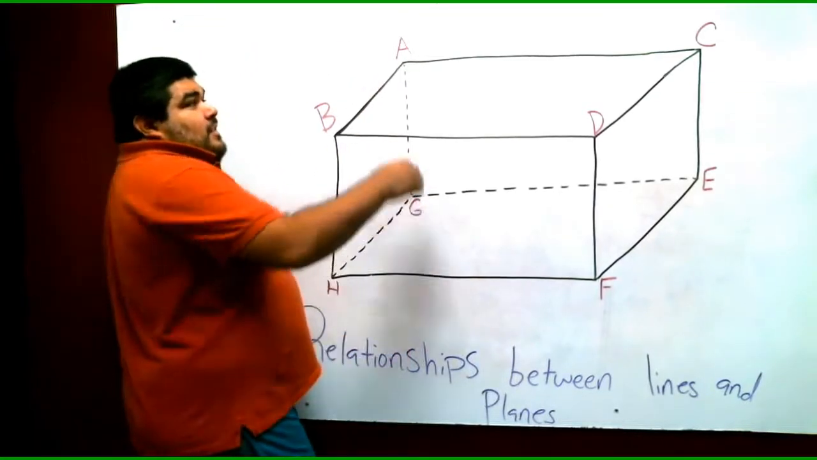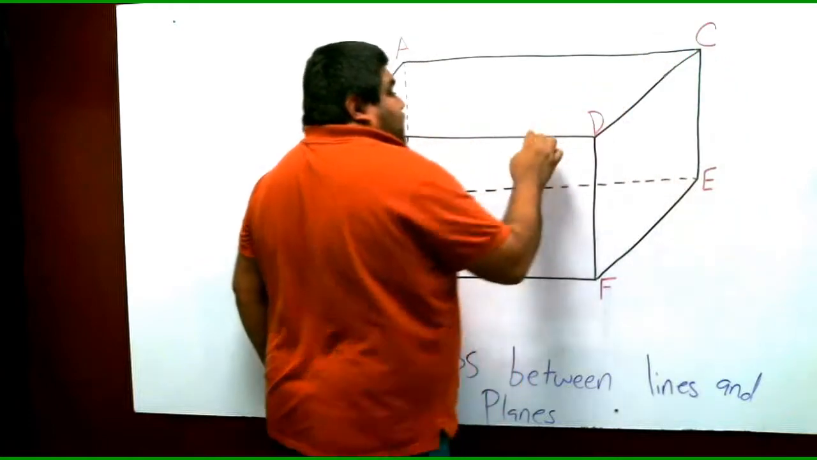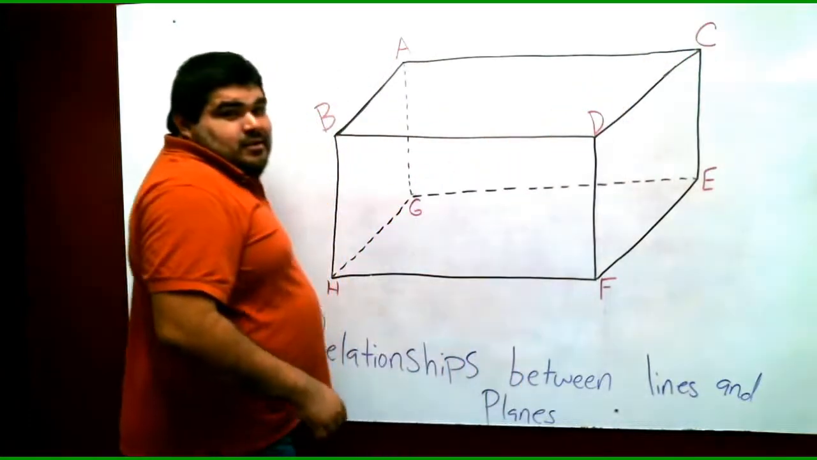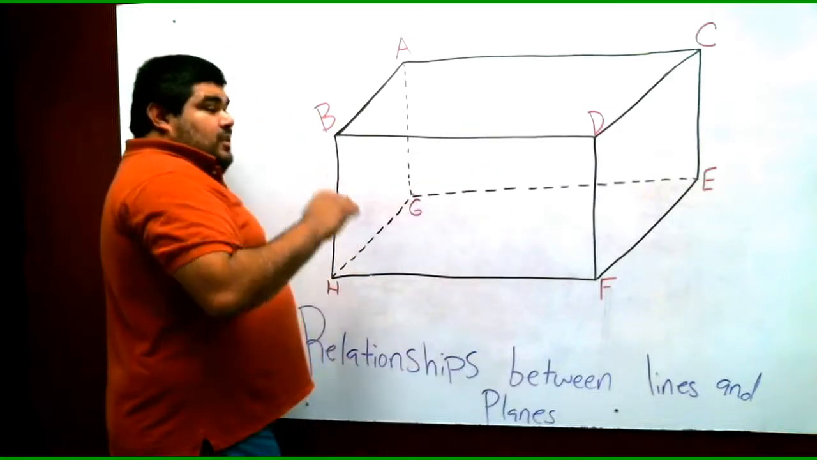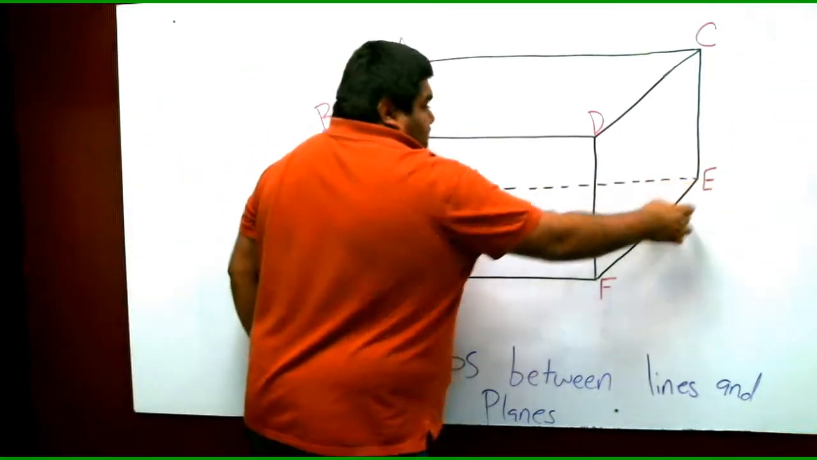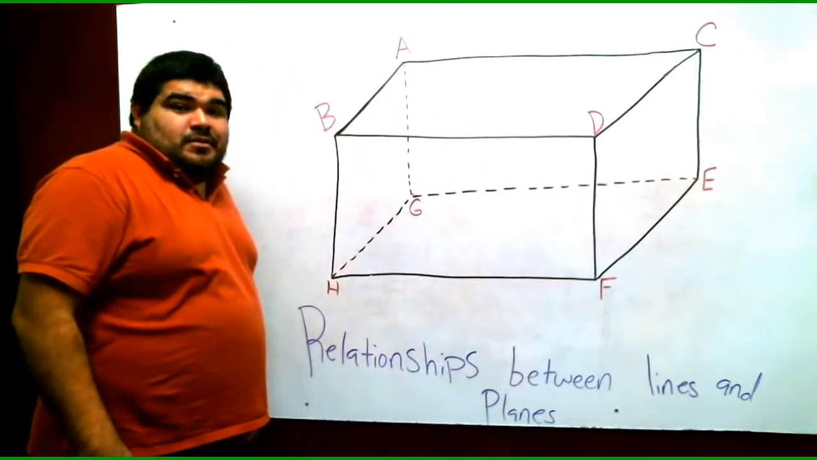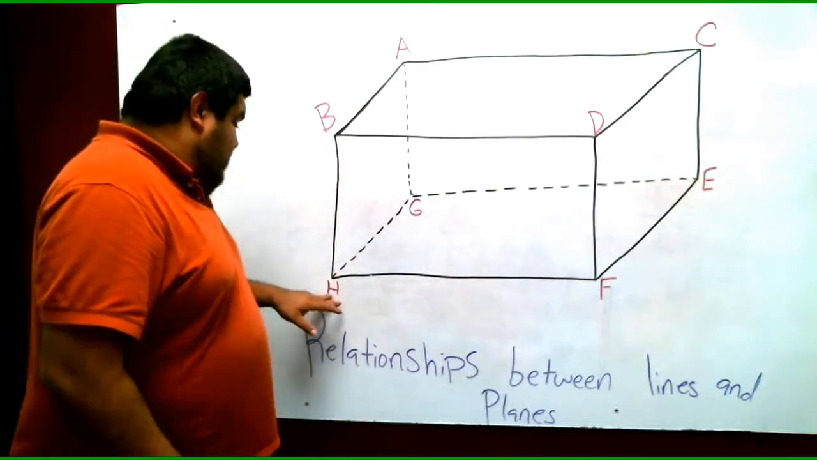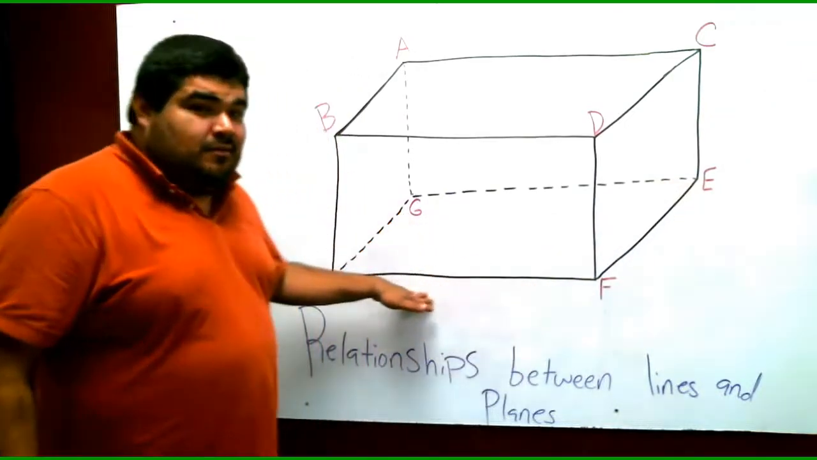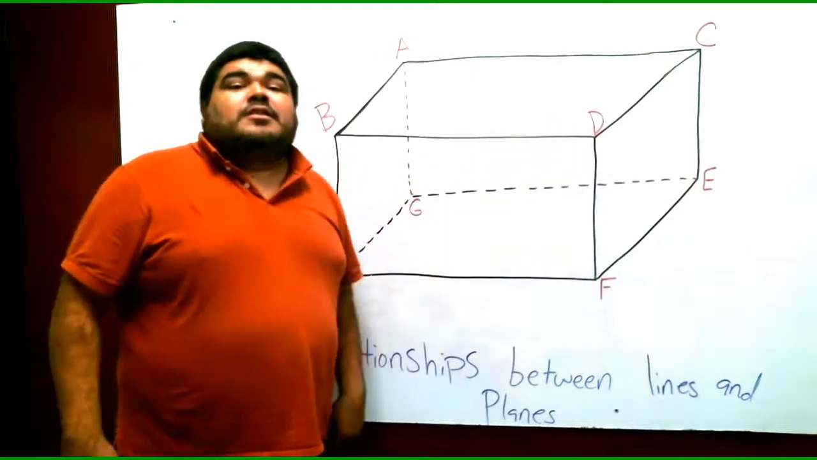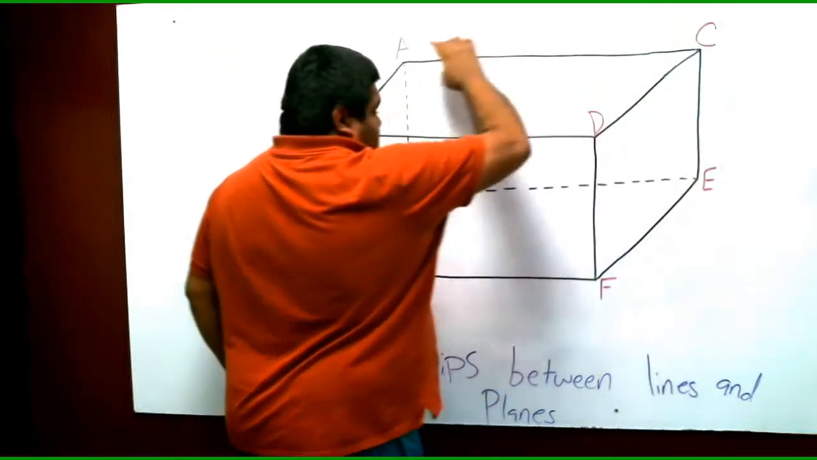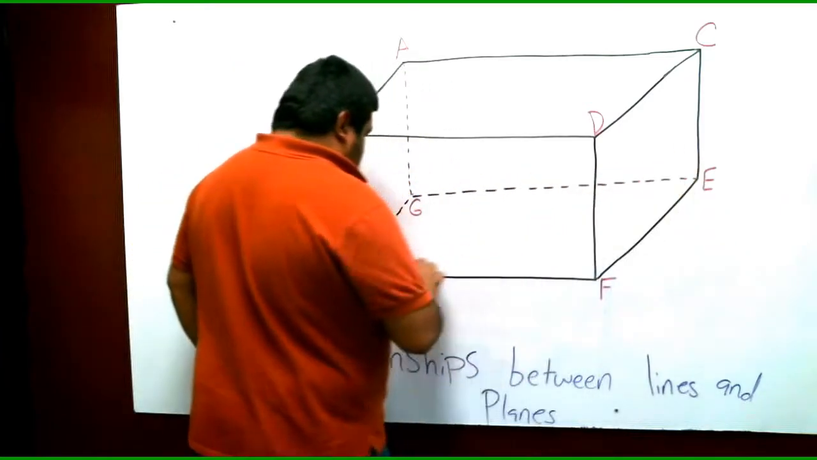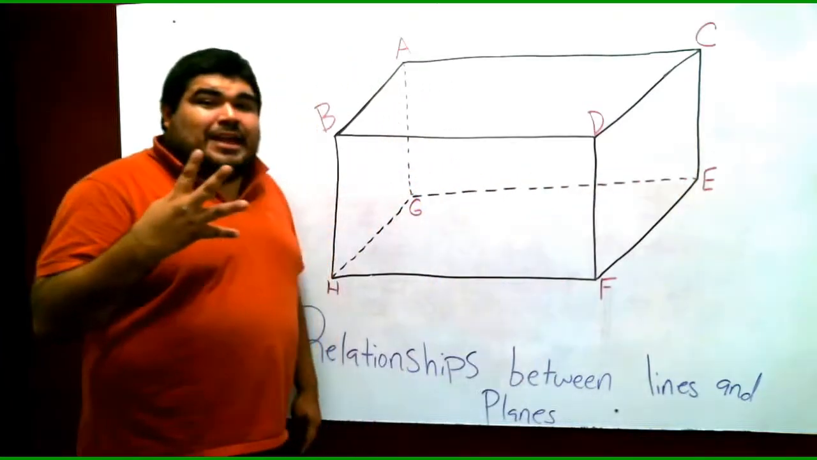But we can say that AC is parallel to BD, right? Because they're both running that way. We can also say that GE is another one that is parallel. We can even say HF is parallel to BD. So it looks like we have 1 here, 2, and 3. So we have 3 answers.